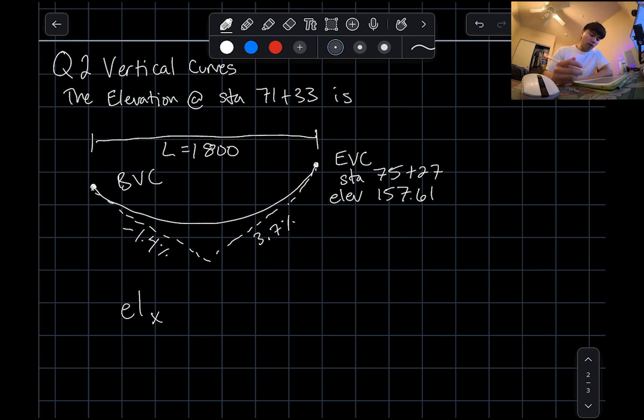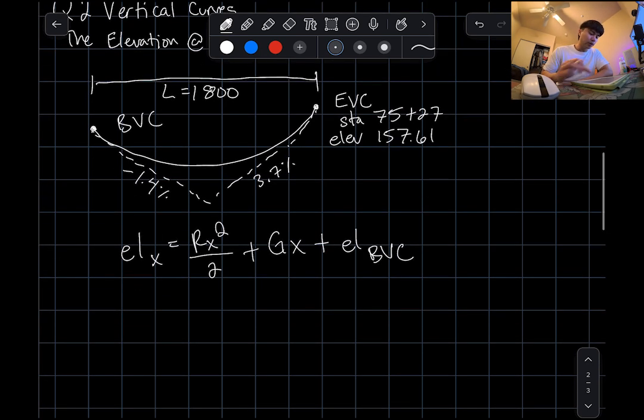The equation that we're going to want to use is elevation of x, where x is the distance from the beginning of the curve to 7133, equal to rx squared over 2 plus grade x plus elevation of BVC. So we don't have PVI. PVI, point of vertical intersection, is this point right here, where the two grades intersect. And we don't have R.